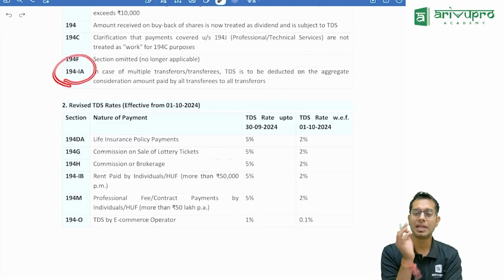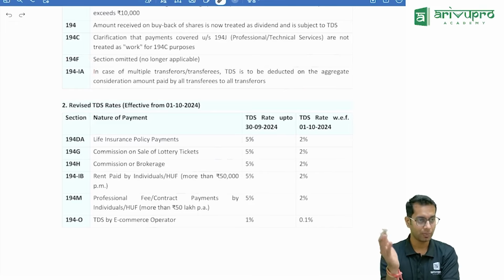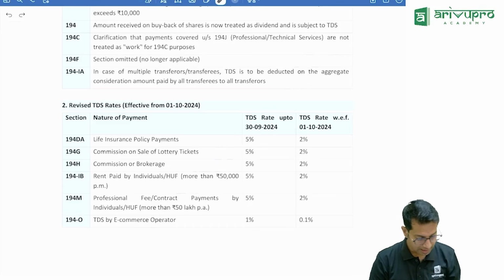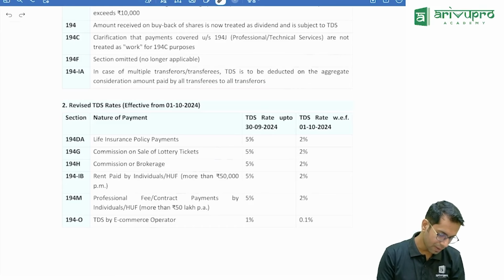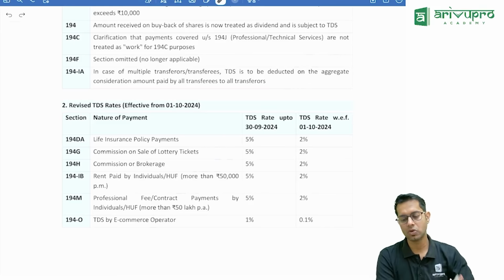Now, whenever you sell an immovable property, TDS is applicable. If the sale value is more than 50 lakh rupees, TDS is applicable at 1%. Sir, what if the person who is selling or the person who is purchasing is more than one? The lawmaker says no problem. Whether it is the person who is selling or the person who is purchasing, if there are more than one, TDS is still deductible.